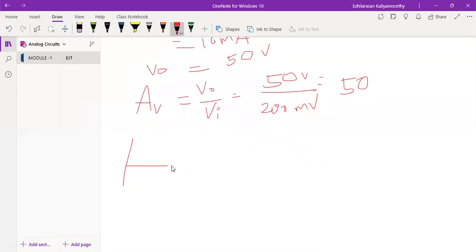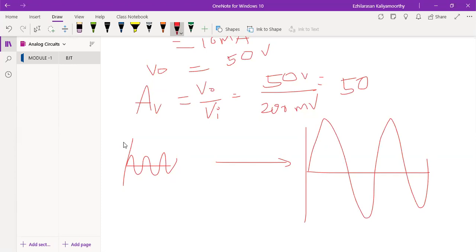So here the input is 200. So this is the input. So I'm getting the output as, yes, so it is a 200 millivolt amplitude here. It is a 200 millivolt. Output I'm getting as 50 millivolt. So in the same way, we can calculate the current gain also here.